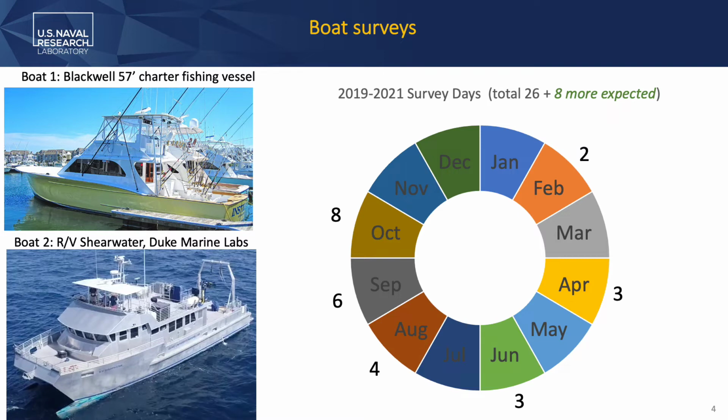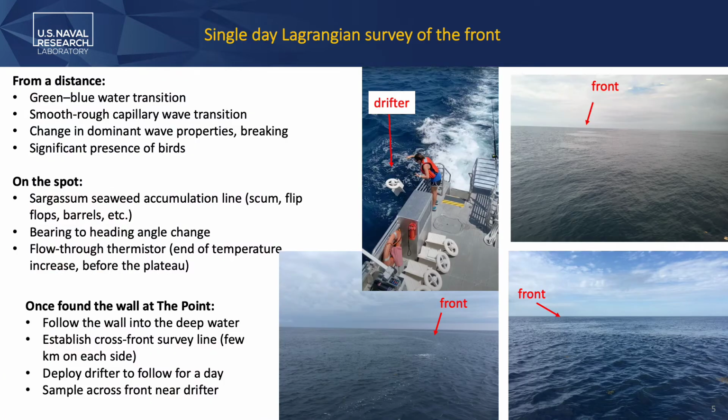Here in this round calendar you can see how many surveys in which month of the year we're able to conduct so far. Once the boat is at the point, first order of business in the morning is to actually visually find the north wall. Here you have some examples of what it usually looks like from the boat. It's usually easily identifiable by sight due to either color change across the front or wave roughness change or maybe some sargassum or sleek along the front.